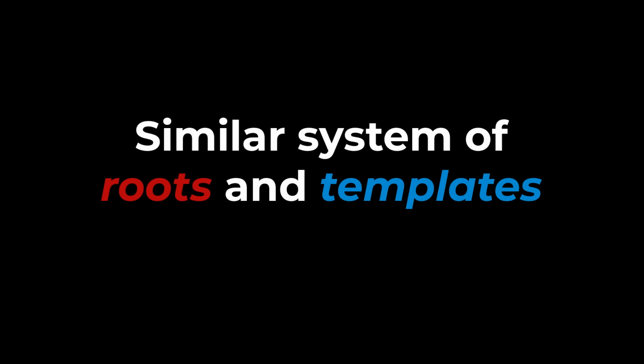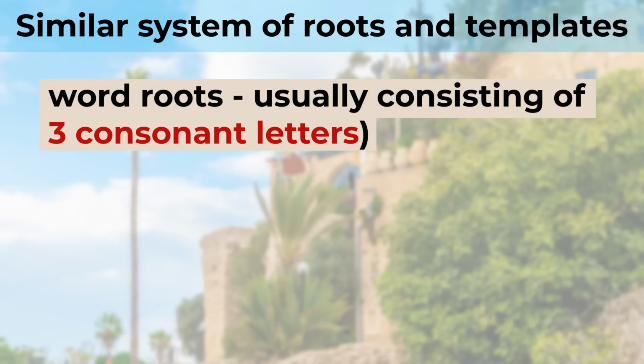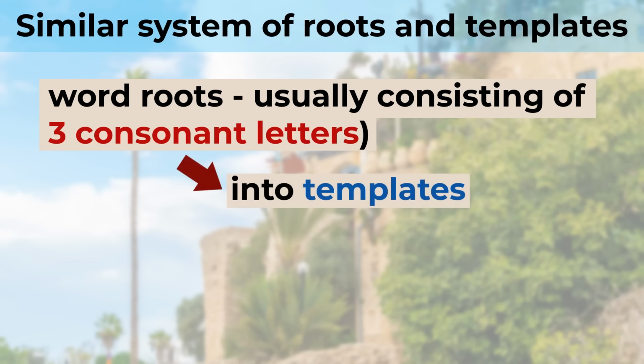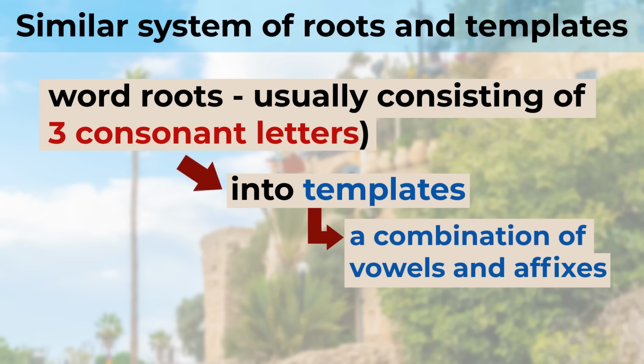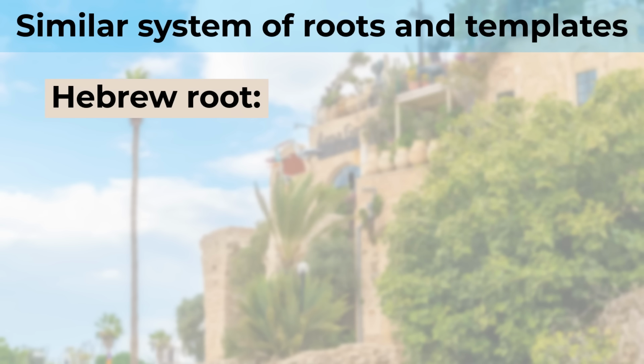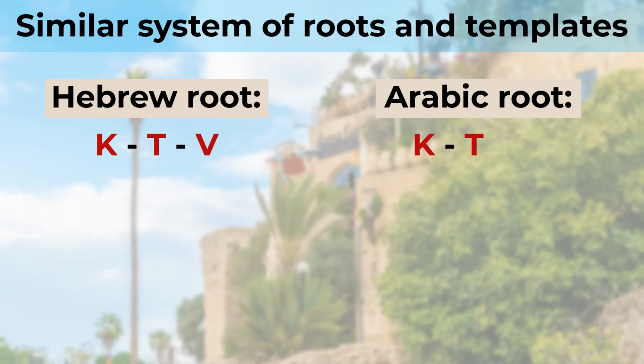One striking similarity is their similar system of roots and templates. Both Arabic and Hebrew have a system of word roots, usually roots consisting of 3 consonant letters. You take those 3 consonant letters and put them into templates that help you create a word. A template is like a combination of vowels and affixes, whether a prefix, suffix, or infix. For example, in Hebrew there's the root k, t, v, and in Arabic you've got k, t, b, which both have the core meaning of write.